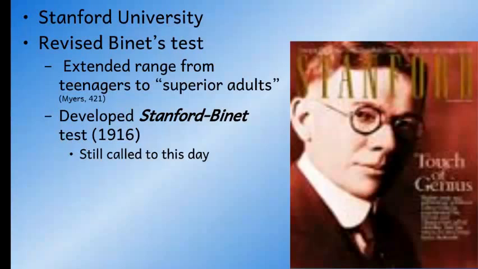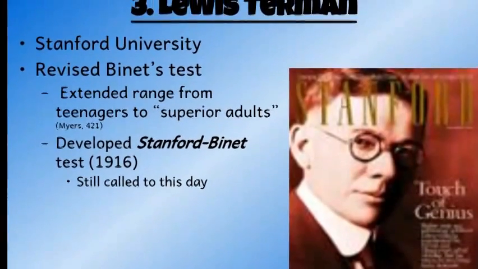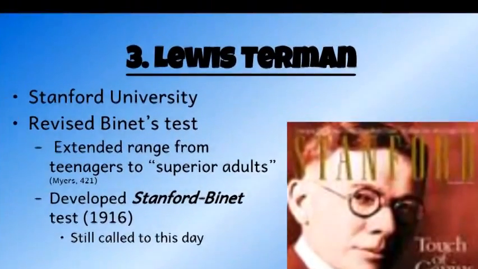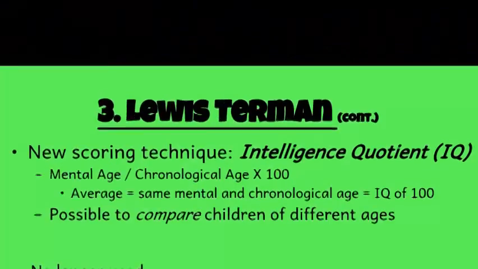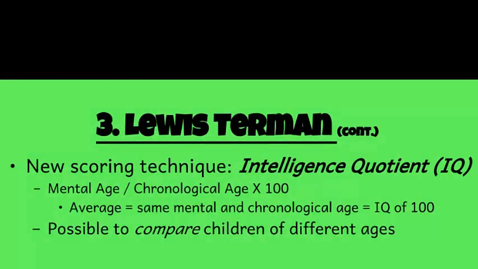He didn't use his own name for it. He used his university because they funded the money for him to be able to do this. And he created the Stanford Binet, giving Binet credit because he was the first to create this intelligence test. He developed it in 1916, and we still have this test today. It's been revised, we've changed it around a little bit, but we still do have the intelligence test called the Stanford Binet. Terman came up with a new scoring technique.